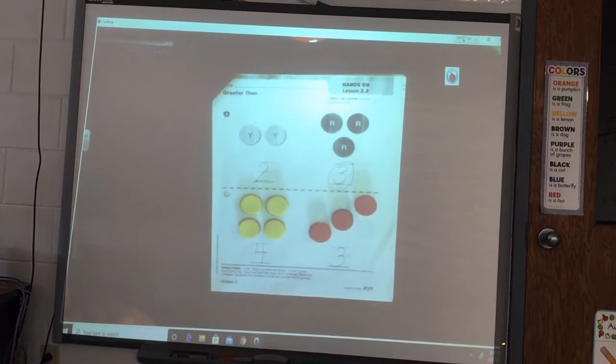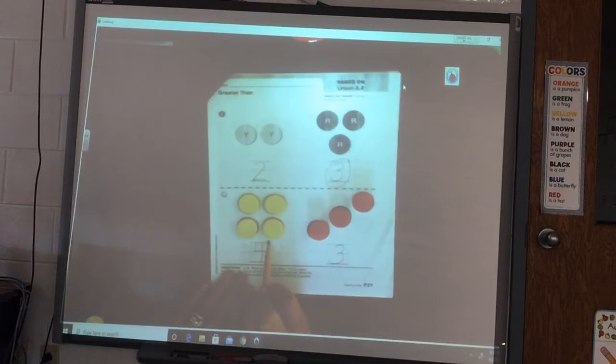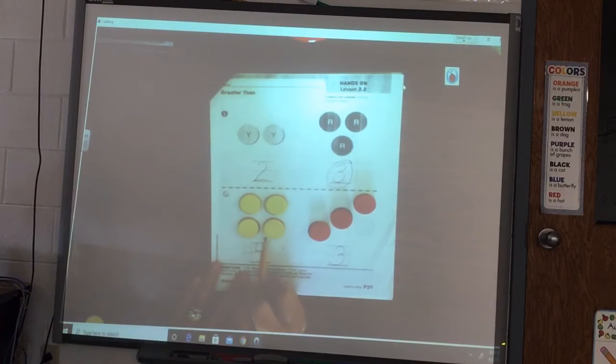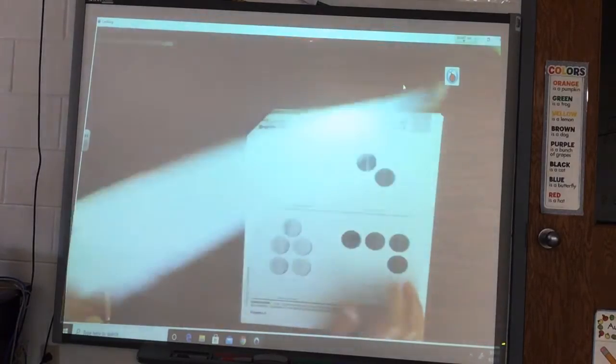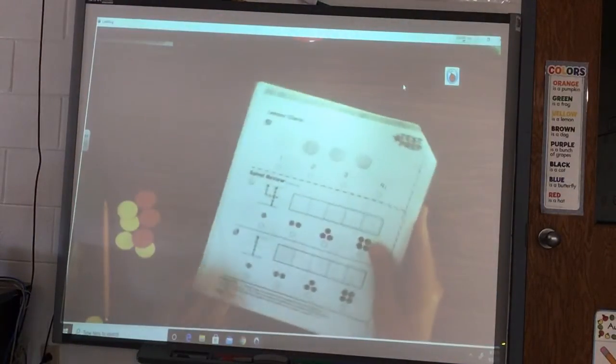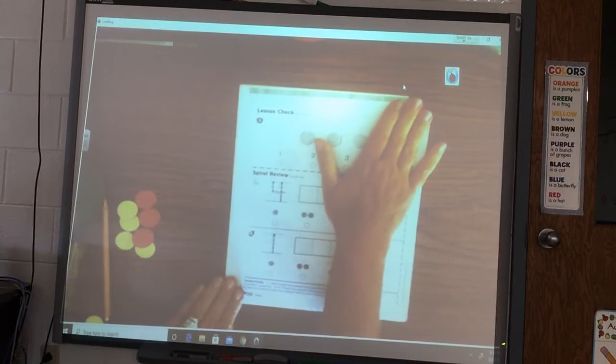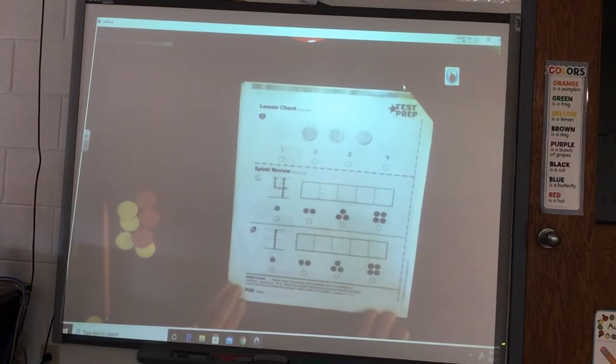All right. Which number or set is greater? Yes, 4 is greater. Or 4 is more. Greater and more mean the same thing. All right. Pick up that page and flip it back when you are ready. If you're not doing it with me, that's okay. You can do it afterwards. As long as you've got the directions, you'll know what to do.